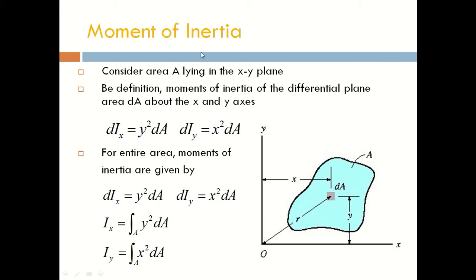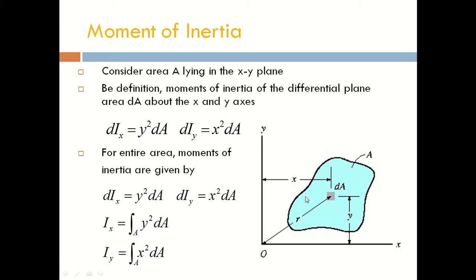But the moment of inertia is the moment of area taken again. That means if area multiplied by distance is considered a moment, then area multiplied by distance squared is considered the moment of inertia. So to find the moment of inertia, we have considered a plane area on the xy plane.